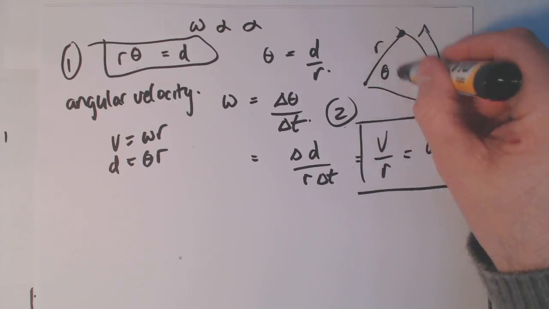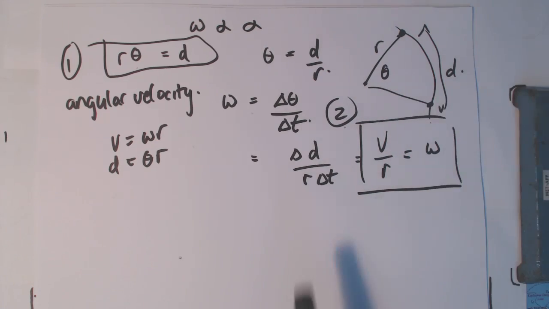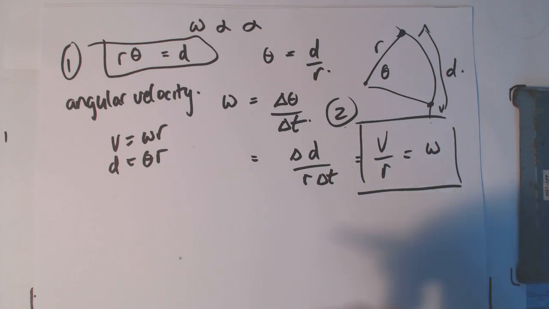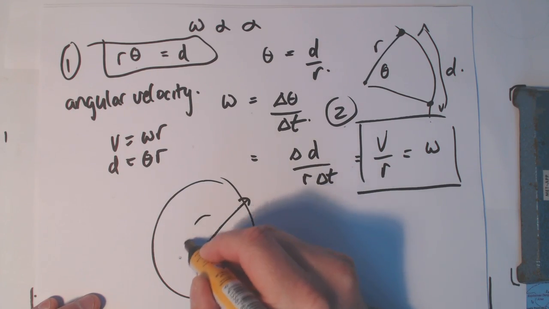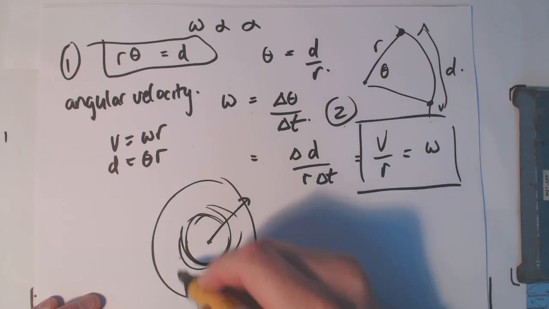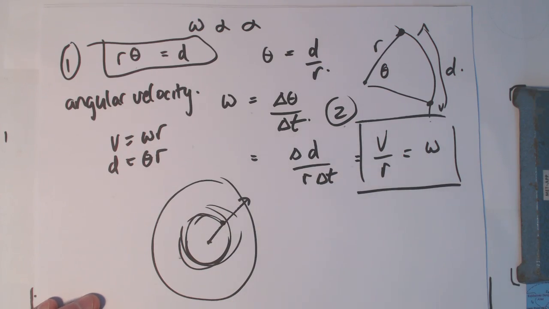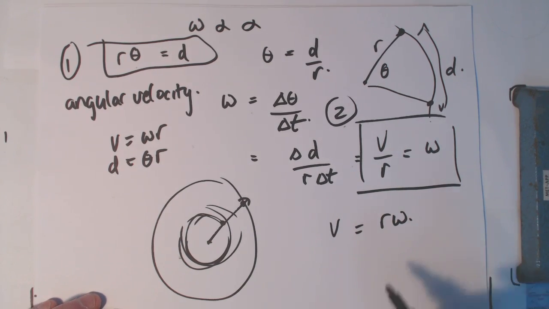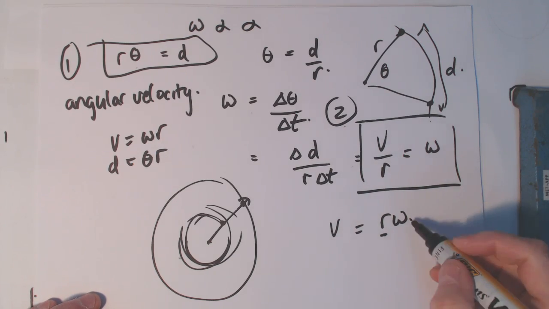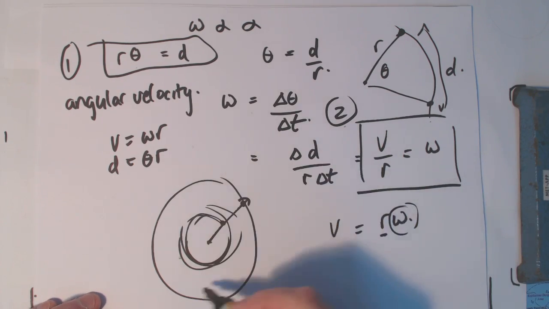But what's the linear velocity? Well, that depends how big your radius is. If I've got a disk and it's doing a certain number of radians per second, the actual velocity on the edge of the disk depends on the radius. So v equals r omega. If you've got a small r, you've got a small v. But omega stays constant for a disk that's rotating.